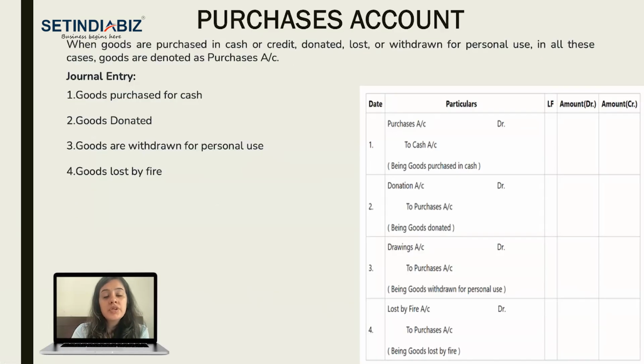Next is purchases account. Now this is the important account which we should consider. When goods are purchased in cash or credit, donated, lost or withdrawn. See, sometimes company not only purchase on cash or credit, it also sometimes donate whatever they have produced. Or sometimes the goods are lost. How are they lost? Due to fire, due to accidents in the godown, right? They need recording too. Or they're withdrawn for personal use. In all these cases, goods are denoted as purchases accounts.